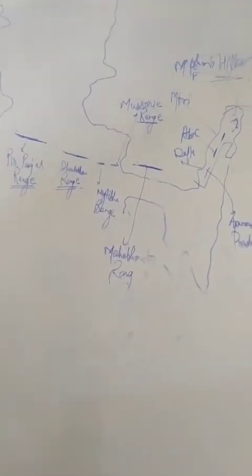The Middle Himalayas is also called the Himachal Himalayas. This map shows the extent of the Middle Himalayas. So after looking at the Middle Himalayas, now we will study how the Shiwalik Himalayas were formed.